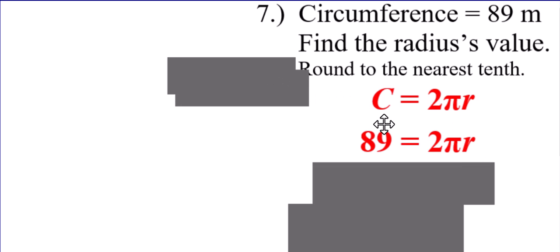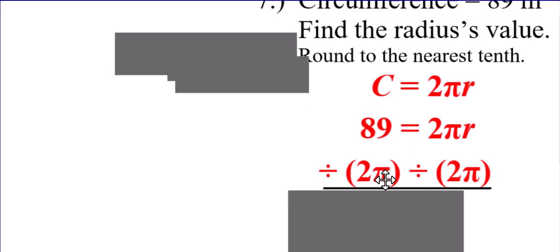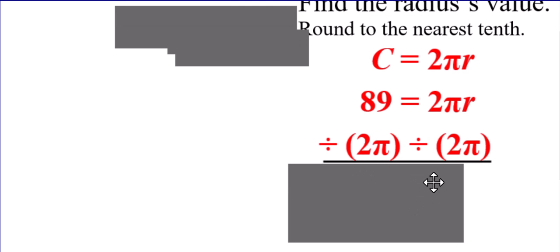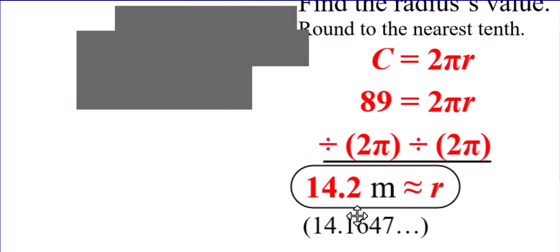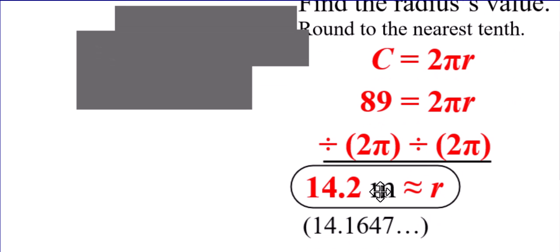All right, circumference is 89. Substitute it in. The inverse of multiplying by 2 pi is dividing by 2 pi if you want to do it the quick way. By dividing by 2 and pi at the same time, you've got to use parentheses here. That's going to give you 14.1647, round to the nearest tenth, 14.2, and we are talking about meters, so that's your unit of measure.